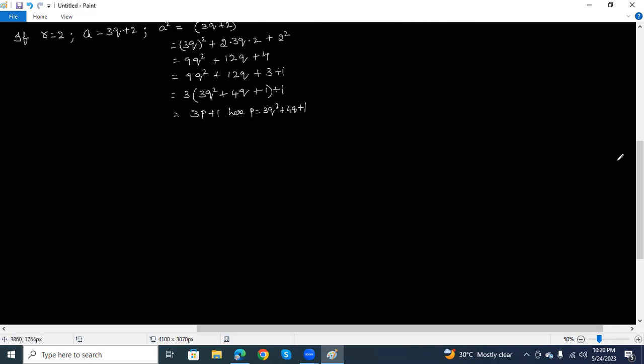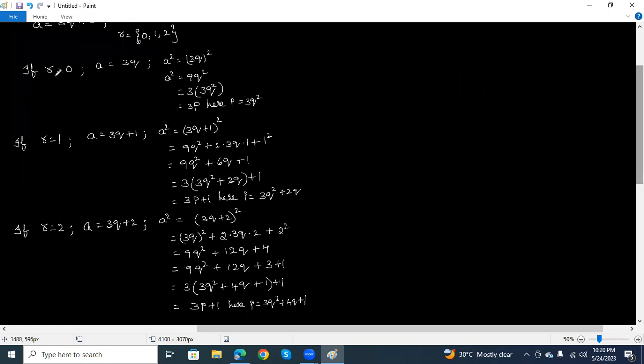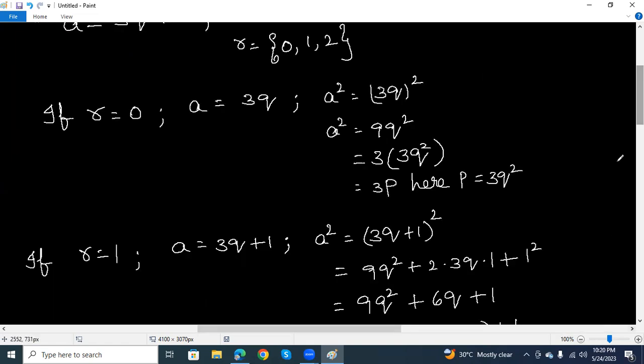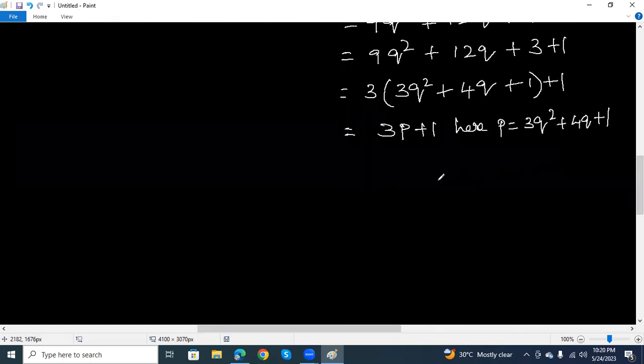If we see these three cases, when r is equal to 0, we got the 3p form. When r is equal to 1, we got the 3p plus 1 form. When r is equal to 2, we got again the 3p plus 1 form. So what can we conclude? The square of any positive integer is either of the 3p or 3p plus 1 form for some value of p.